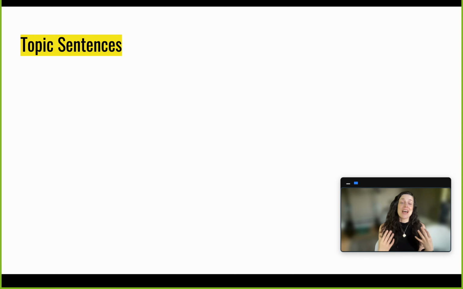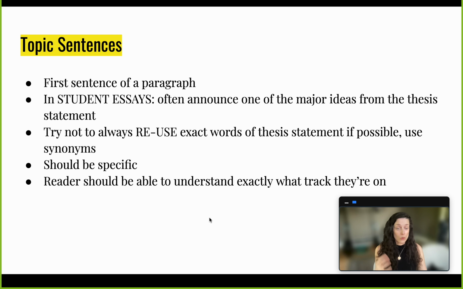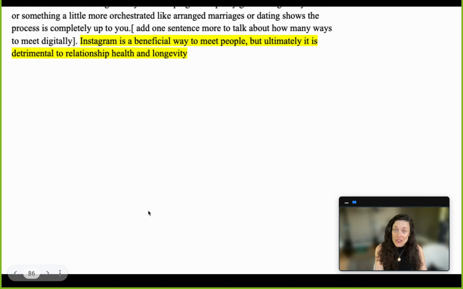So you try not to use the exact same words from your thesis statement if possible. You're going to use similar words, but you're going to make a direct connection between that thesis and the paragraph that you're writing. It needs to be highly specific. And this means that readers who are reading your piece should know exactly why you're discussing what you're discussing. So let's look at one thesis statement from a student paper.